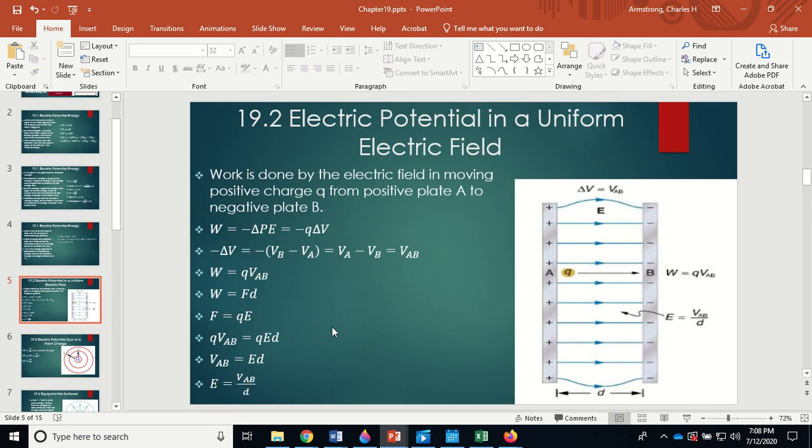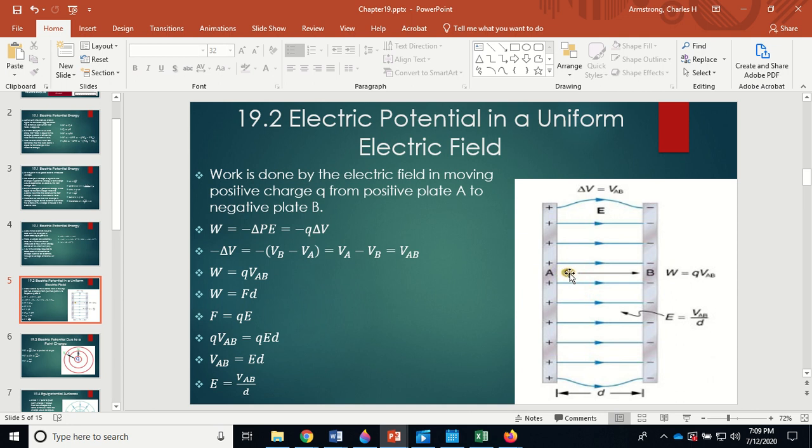Okay, so electric potential and a uniform electric field. So work is done by the electric field in moving a positive charge Q from positive plate A to negative plate B. So we're going to say this is a positive charge, and so the field does work on it, just like the gravitational force does work on a mass. You hold a mass up in the air, you let it go, it falls to the earth. The gravitational field, through the gravitational force, is doing work on that mass.